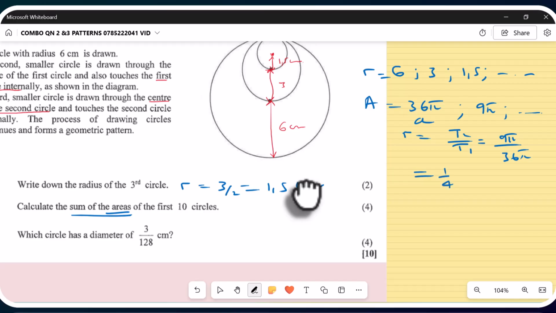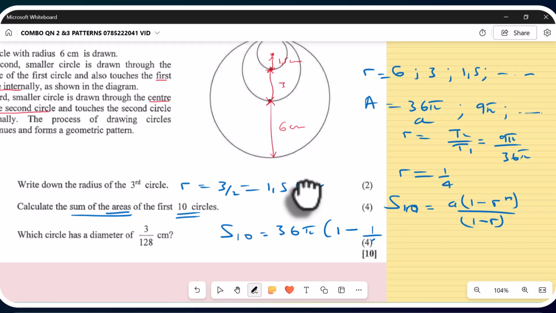So my S10 is going to be, what is my A? It is 36 pi, then into 1 minus the common ratio, which is 1 over 4, to the power 10, then divided by 1 minus the common ratio, which is 1 over 4. So in here, what are we going to get? Calculators, what do you get there? What does it give me?